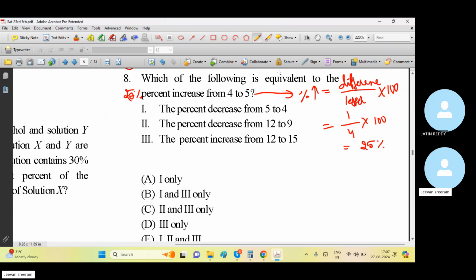You can directly eliminate one because it won't be the same, no? The decrease from 5 to 4 is 1, and then the lower number is also 4, so it will be the same, no sir? No, this is a decrease. For a decrease, you have to go with the greater number. Percentage decrease is difference divided by greater number into 100.